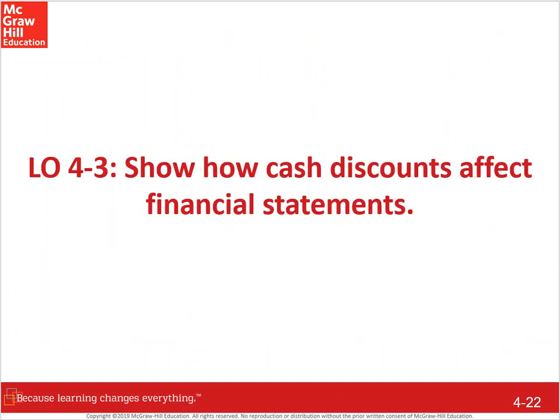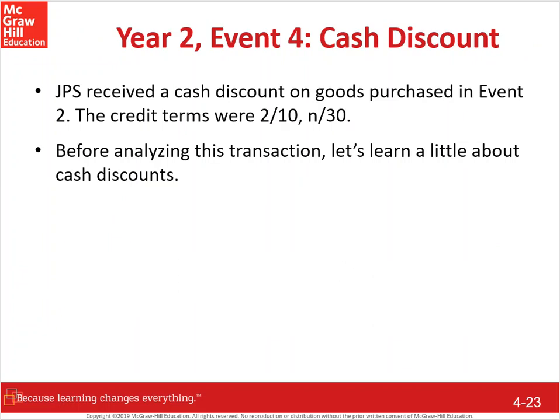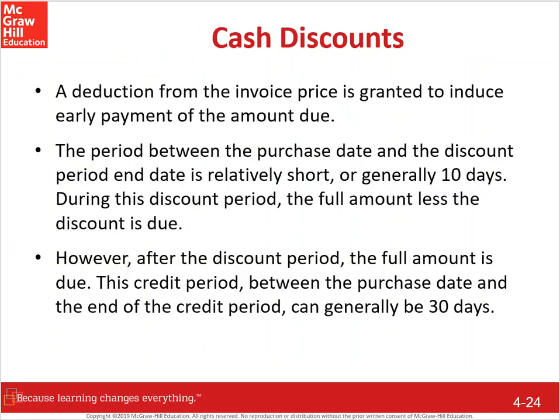Next, we're going to deal with the concept of cash discounts. So let's read the transaction and then we need to break down some terminology here. So event four, JPS received a cash discount on goods purchased in event two. The credit terms were 2/10, n/30. Well, there's some terminology that we need to figure out. So before we can analyze the transaction, let's learn a little bit more about cash discounts. So this is a bit wordy. Let's try to explain it as simply as we can.